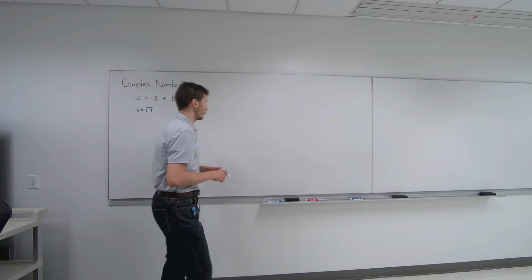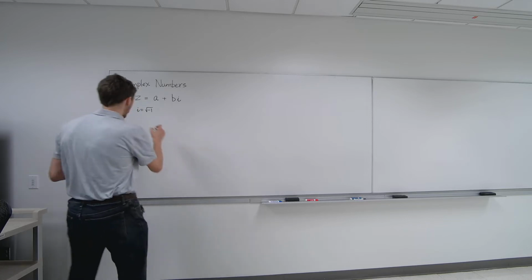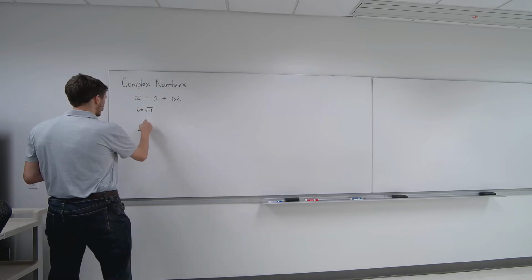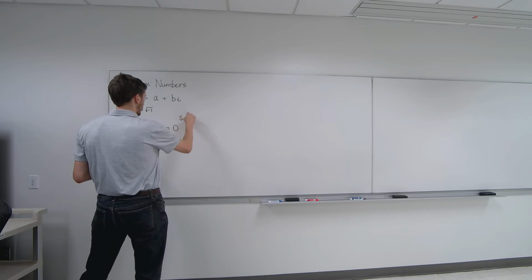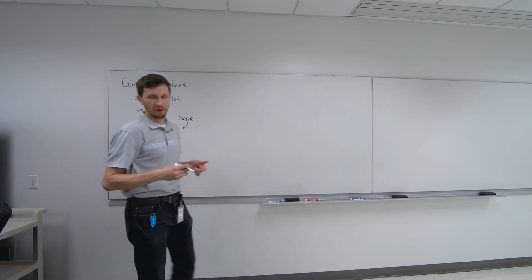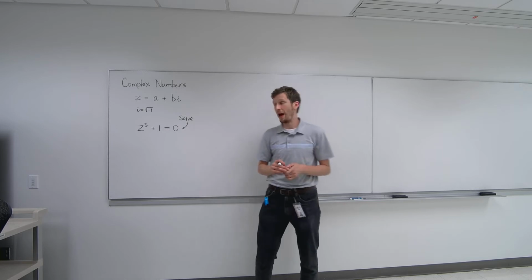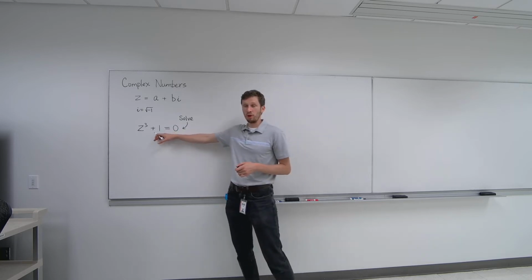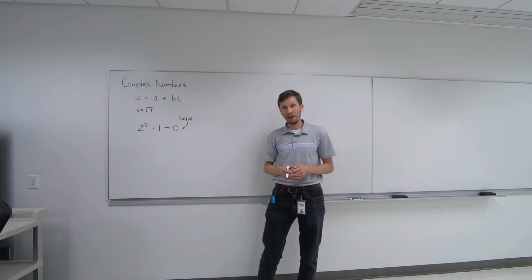So anyway, let's imagine I'm asking you to solve the equation z cubed plus 1 is equal to 0. That's our goal. And I am guaranteeing you, by the fundamental theorem of algebra, because this is a polynomial of degree 3, you will have three solutions. Not just one.